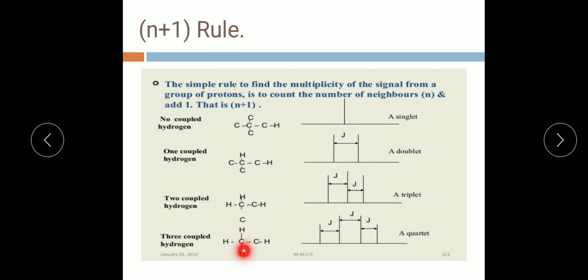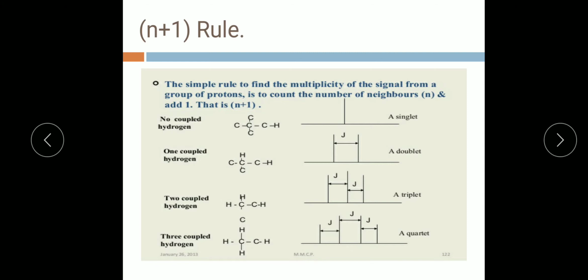So, here if you see, this carbon is having this proton. This proton is coupled with how many protons? 1, 2 and 3. How many adjacent protons are there? 3. So, 3 plus 1 you will get a quartet in the ratio of 1:3:3:1. So, like this the coupling takes place in NMR spectroscopy.